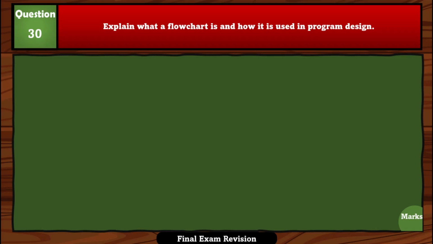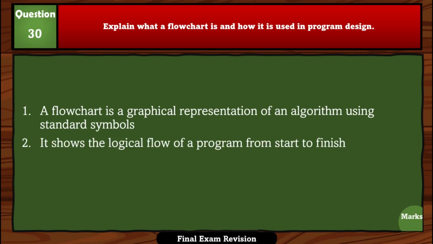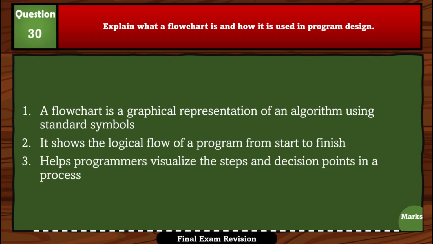Flowcharts. Question 30. Explain what a flowchart is and how it is used in program design. A flowchart is a graphical representation of an algorithm using standard symbols. It shows the logical flow of a program from start to finish. It helps programmers visualize the steps and decision points in a process.